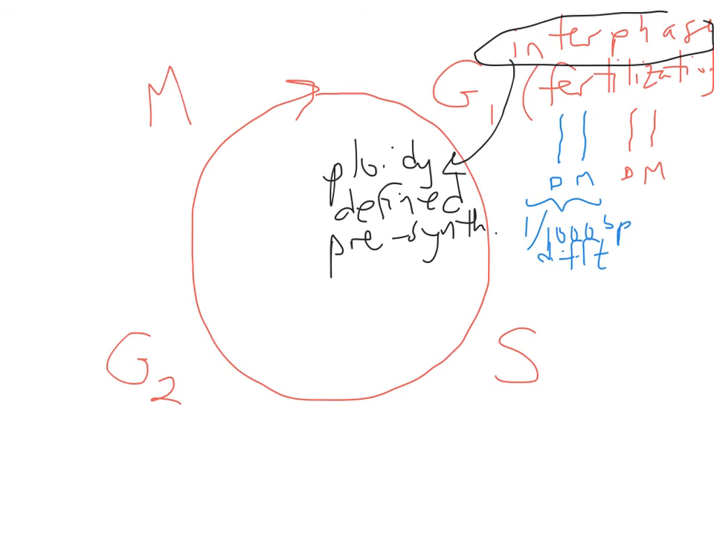What does this same drawing look like after synthesis phase? How many red things am I going to draw after our 2 red chromosomes replicate?